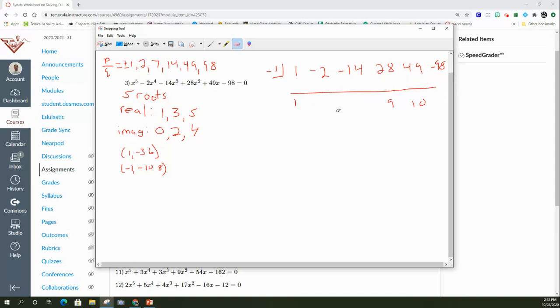Let's try 2. Got a good feeling about 2. So 2, I get 0, 0, negative 14, negative 28, 0, 0, 49, 98, 0. So 2 does work. So one of my answers is x equals 2.